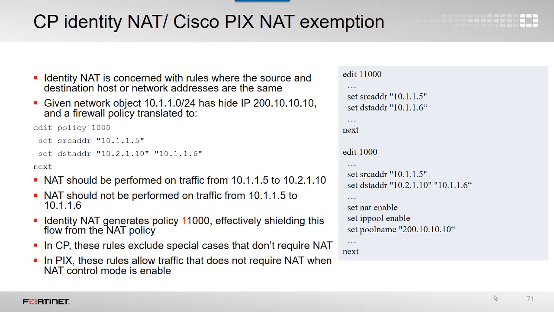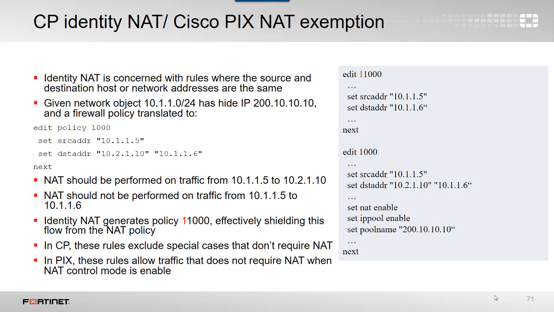With Checkpoint, we have identity NAT and Cisco PIX. We have NAT exemption. We've talked about this already, where the source and destination host and network addresses are the same. Here, if we look at an example, we see that 10.1.10/24 has a hide IP, this 200 address.